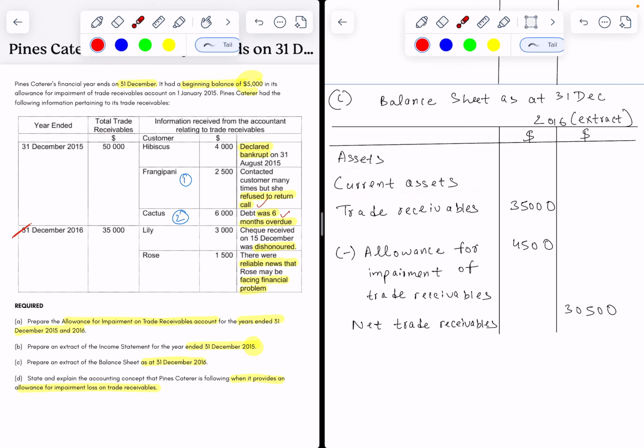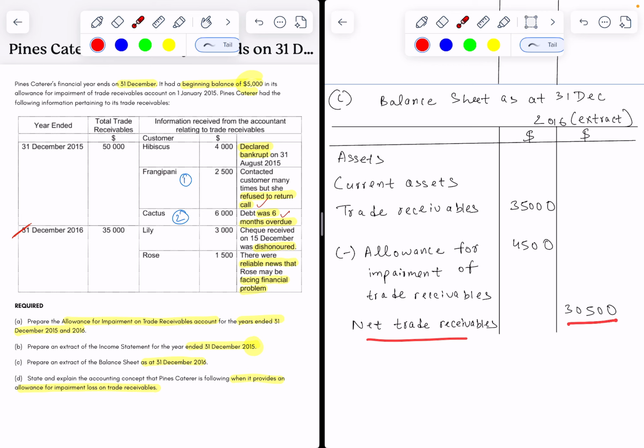So trade receivables initially for the year 2016 was $35,000, which is what we have sourced from the question here. You can see I'm circling in red on the left-hand side. And the allowance for impairment of trade receivables at 31 December 2016, based on the amounts Lily and Rose owe us, is $4,500. So we are subtracting this $4,500 of allowance for impairment of trade receivables from the trade receivables amount of $35,000, which is the gross amount. That leaves us with a net amount of trade receivables for $30,500.